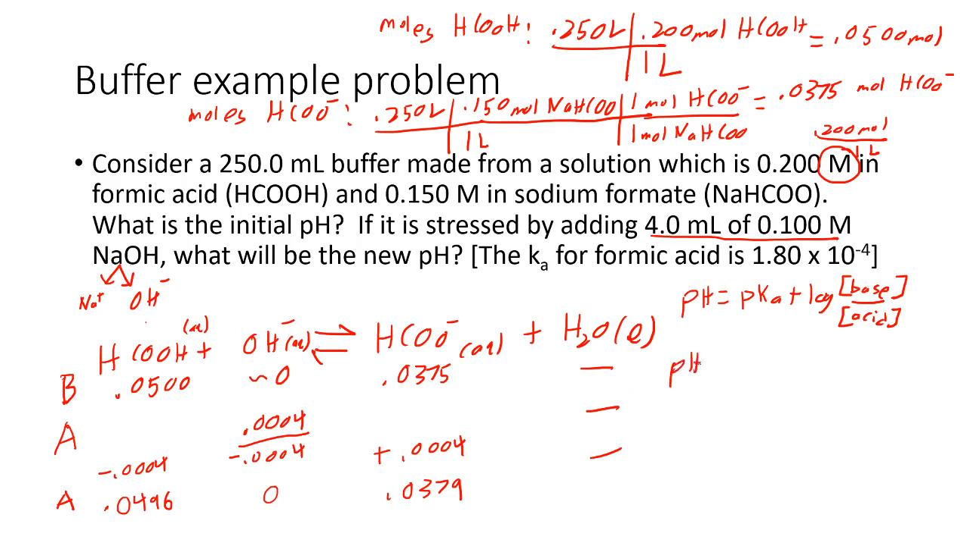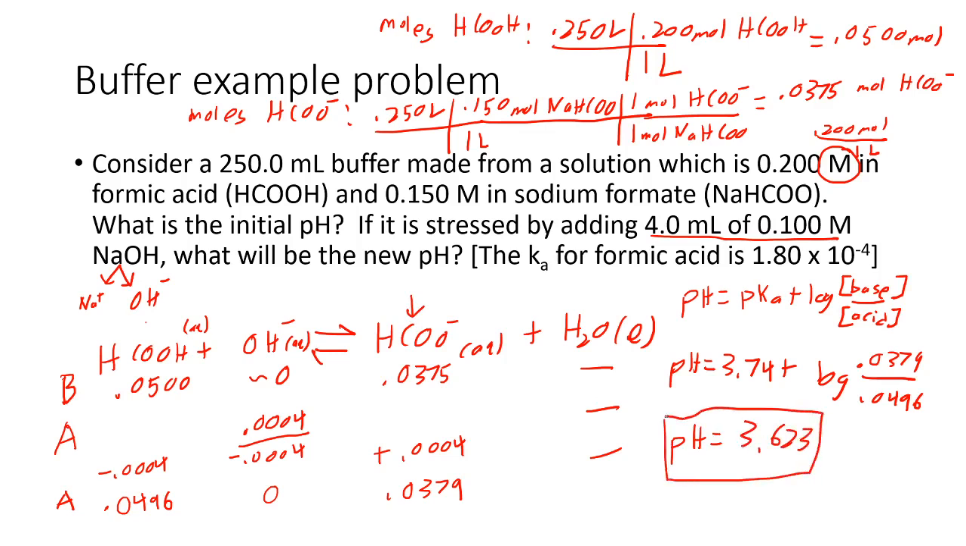So pH equals our pKa, which is 3.74, plus the log of our base over our acid, which will be 0.0379 divided by the acid, 0.0496. So make sure to pay attention. This is the one over here. This formate ion has one less hydrogen. It's still our base. So if you go through and plug that in, you'll get that the pH is 3.623. The reason I added the extra decimal was because the other one was 3.615. Both round to 3.62. This doesn't change the buffer a whole lot. So I just wanted to show that, so I gave it the extra decimal.